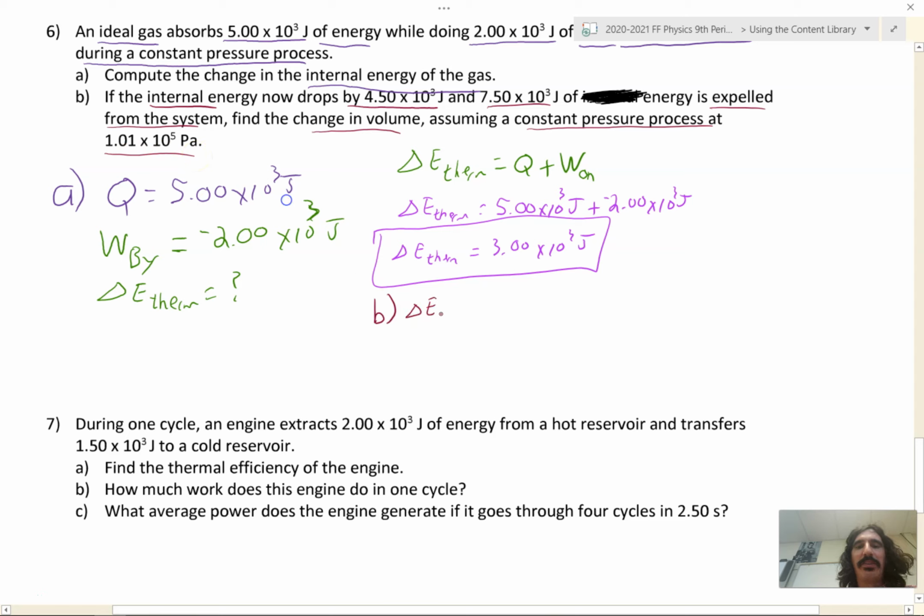We're told the change in internal energy, because it drops, it'll be negative 4.50 times 10 to the 3 joules. And 7.50 times 10 to the 3 joules of, we say, heat energy is expelled from the system. That means it's going to the environment, which means it has to be negative because it's leaving the system. Negative 7.50 times 10 to the 3 joules. And we want to find the change in volume as a result of this when the pressure is 1.01 times 10 to the 5th pascals.